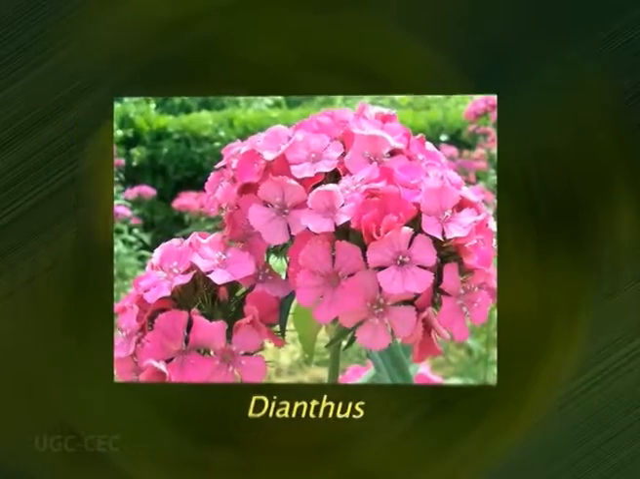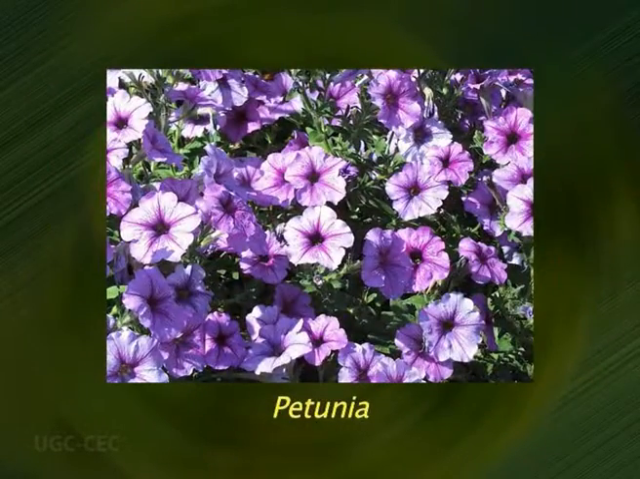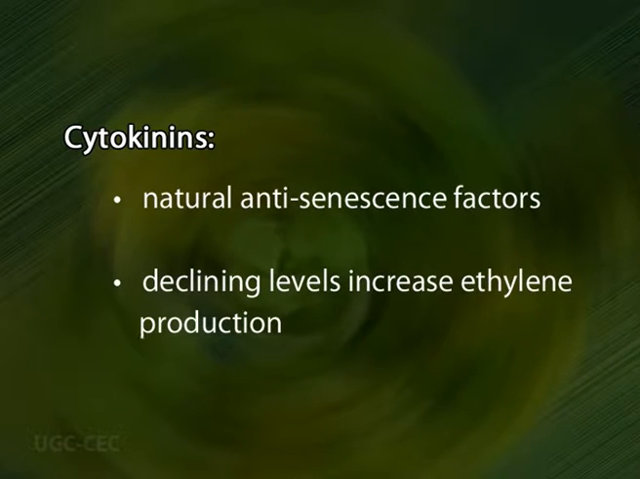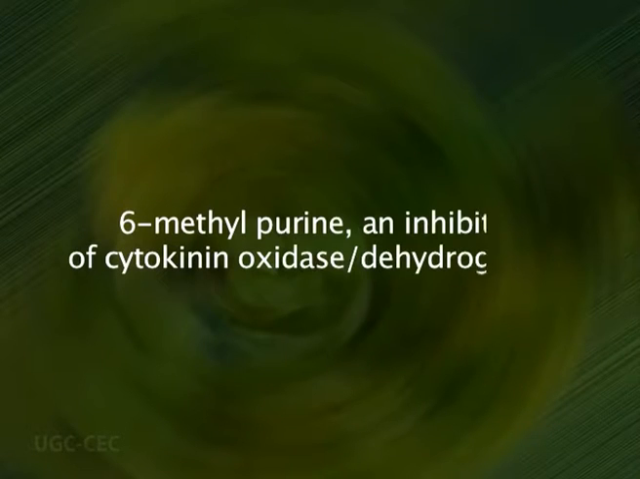Cytokinins have been found to delay floral senescence in various plants like dianthus, petunia, and roses. Cytokinins are natural antisenescence factors, and their declining levels serve as a trigger for increased ethylene production. Feeding carnation flowers with 6-methylpurine, an inhibitor of cytokinin oxidase or dehydrogenase, has been shown to increase the lifespan of petals, suggesting that ethylene promotes inactivation of cytokinins and facilitates the senescence process.